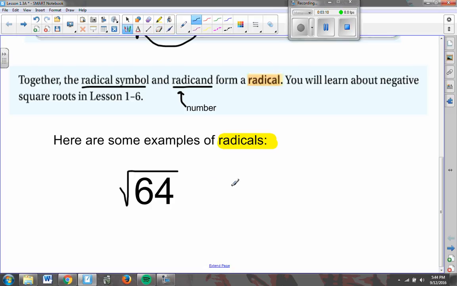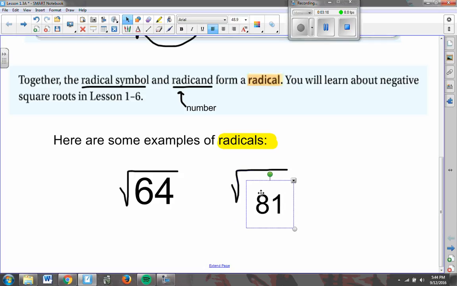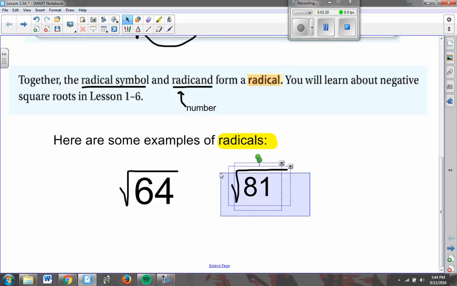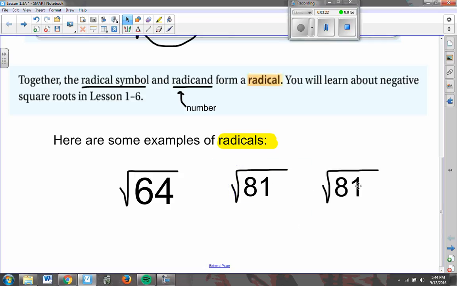Okay, we could do it again. We could say square root of 81. Okay, we could say really the square root of any number that we want to. We could say the square root of 15. That's not an easy one to find, which we'll talk about in a second, but all of these are examples of radicals, okay? Radical symbol, and then a number underneath called the radicand.